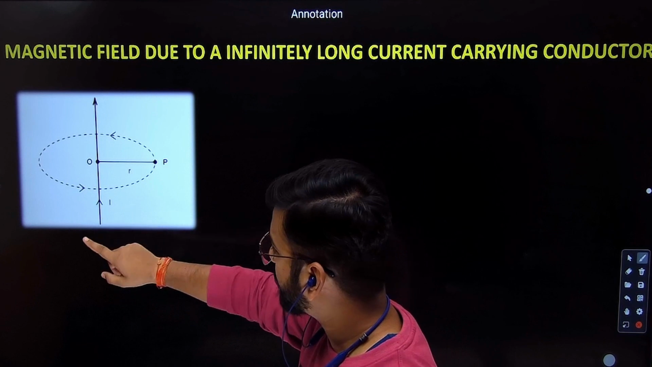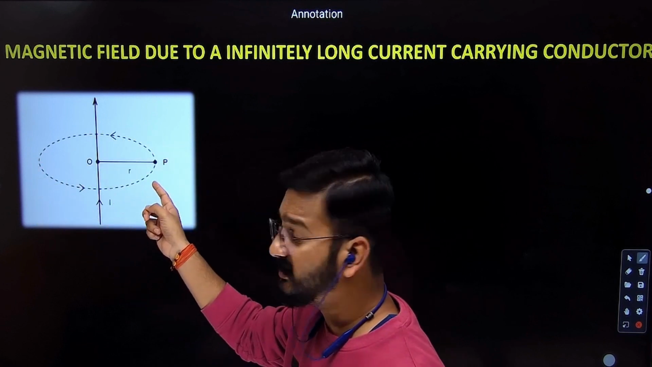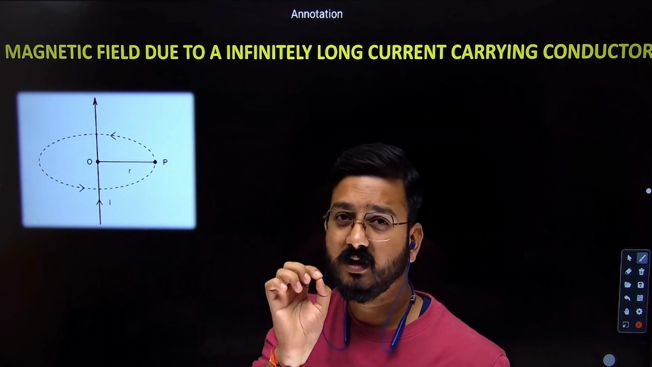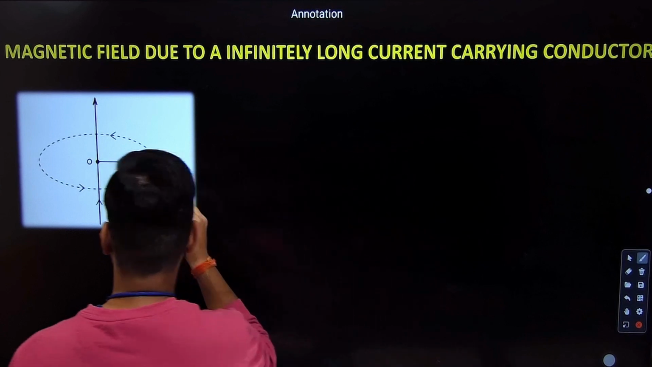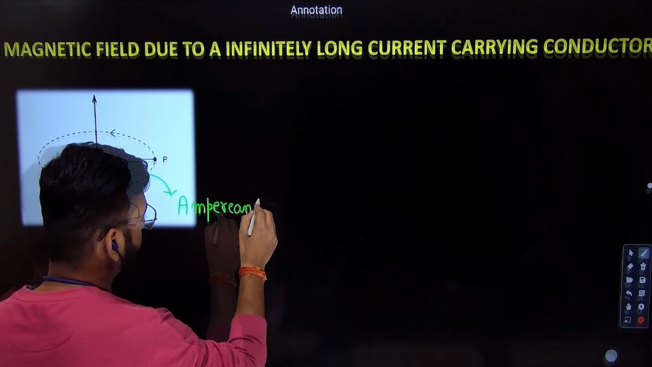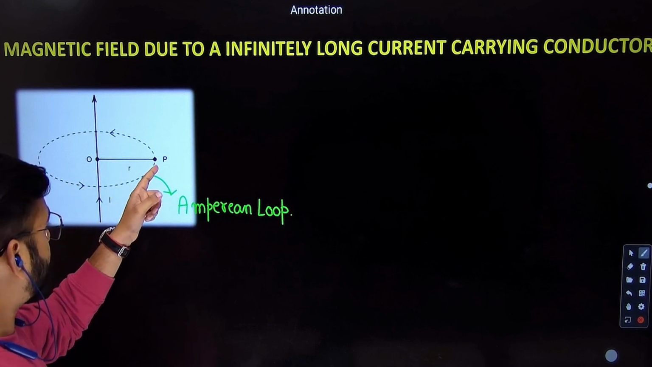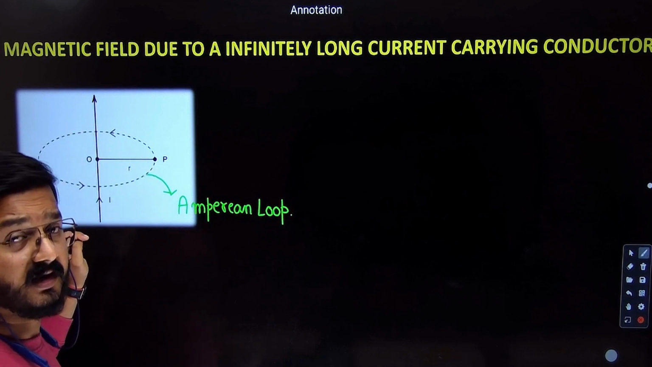Let's find out how. So here we have an infinitely long current carrying conductor. The current flowing through this conductor is I. As you can see, a dotted loop. This loop is basically an imaginary loop which is called Amperian loop. Now, I need to find a magnetic field at the point P due to this infinitely long current carrying conductor.